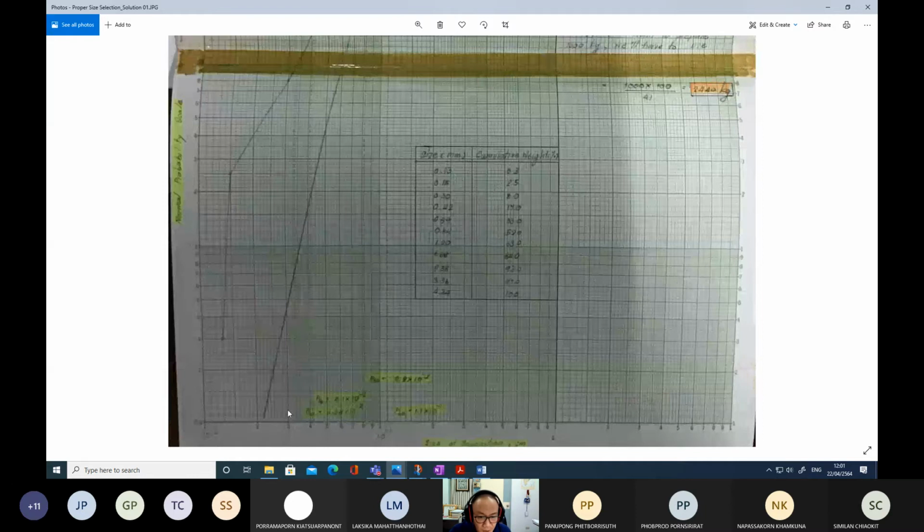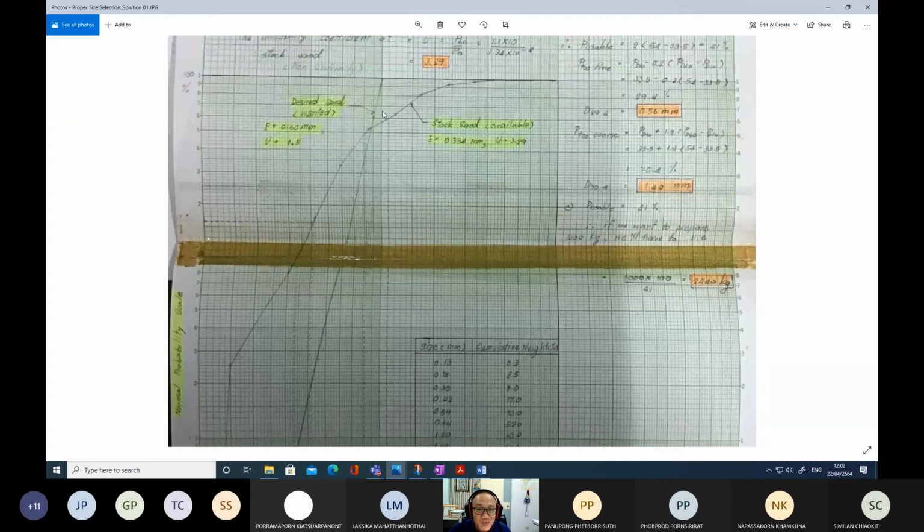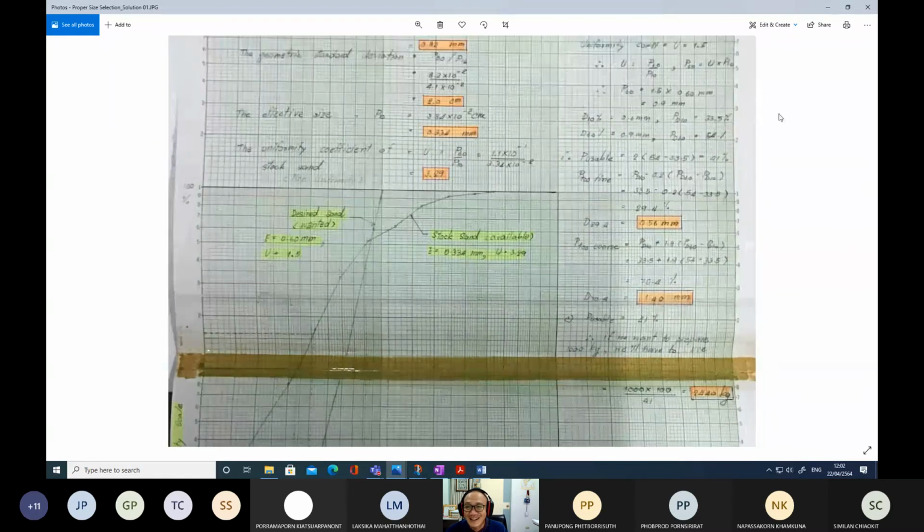0.6. So where is the 0.6? 0.6 and 0.9. So we establish this curve. You can establish this curve, not the curve, actually the straight line. So this one is the P10. Okay, this one is the P60. No, actually, it's P10 and P60 for the desired sands.